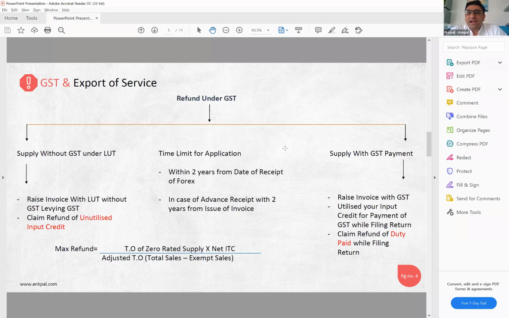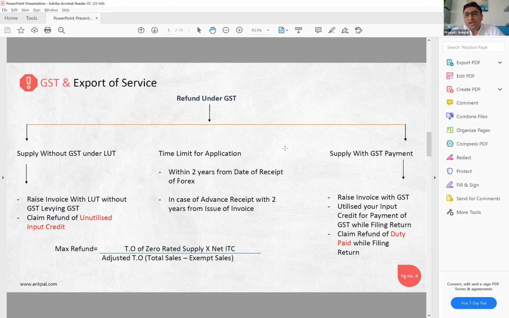Letter of undertaking means that if your service does not qualify as an export of services, you are going to discharge the GST liability, which is to be paid if it had not been exported. So the first transaction, let's understand how you would treat it when you export the services without charging GST in your invoices. My agreement with my client is around $10,000, right? I will raise the $10,000 invoice without charging IGST.